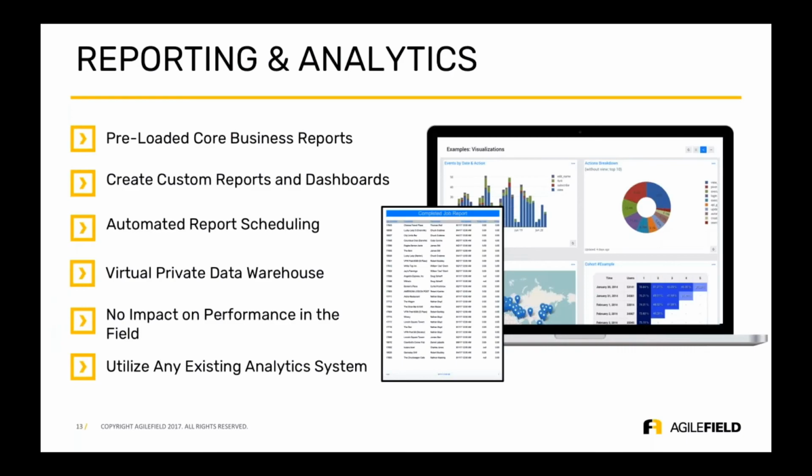AgileField has a set of preloaded core business reports that are anything you'd expect to see from a management or operations standpoint. You can also create custom reports and dashboards within the system and schedule those to be sent automatically. As an example, if the executive team wants a copy of all jobs completed each week, we can set it up to send a completed job report straight to their inboxes every Friday at 5 p.m. This way, they don't need to log into the system and click around to find the information that they need.